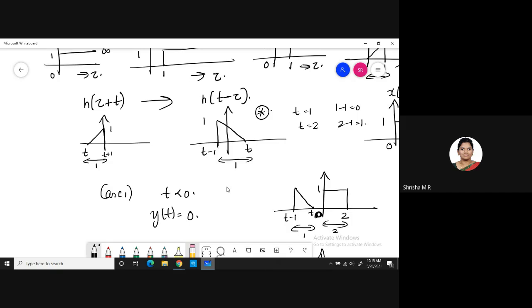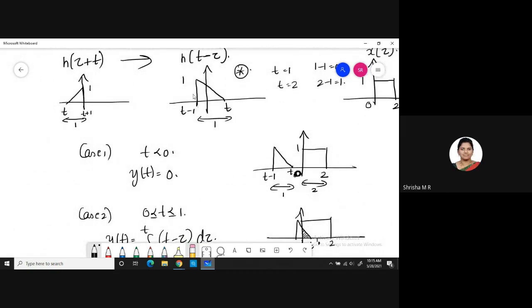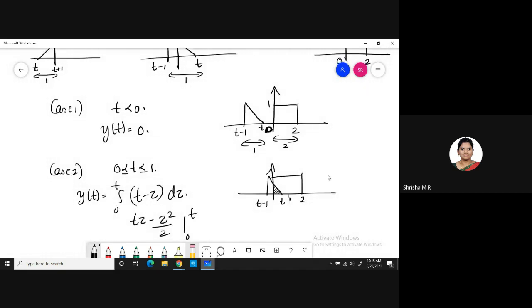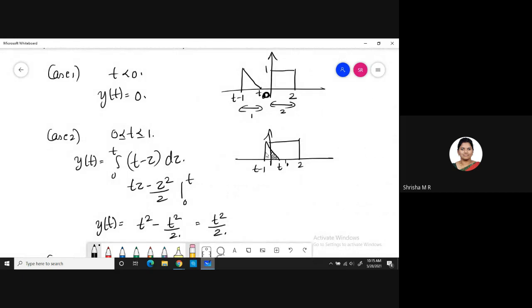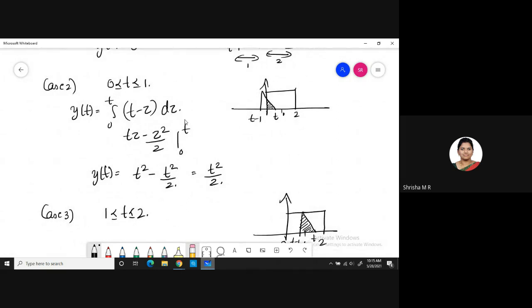So we are trying to slide this signal upon this fixed signal x of tau. Firstly t will be less than 0, then t will be between 0 and 1, then t is between 1 and 2, so that this h of t minus tau signal is sliding upon this x of tau signal. So what is the convolution? We have to check at each stage what is the overlapping space and find the convolution integral at that point of time.